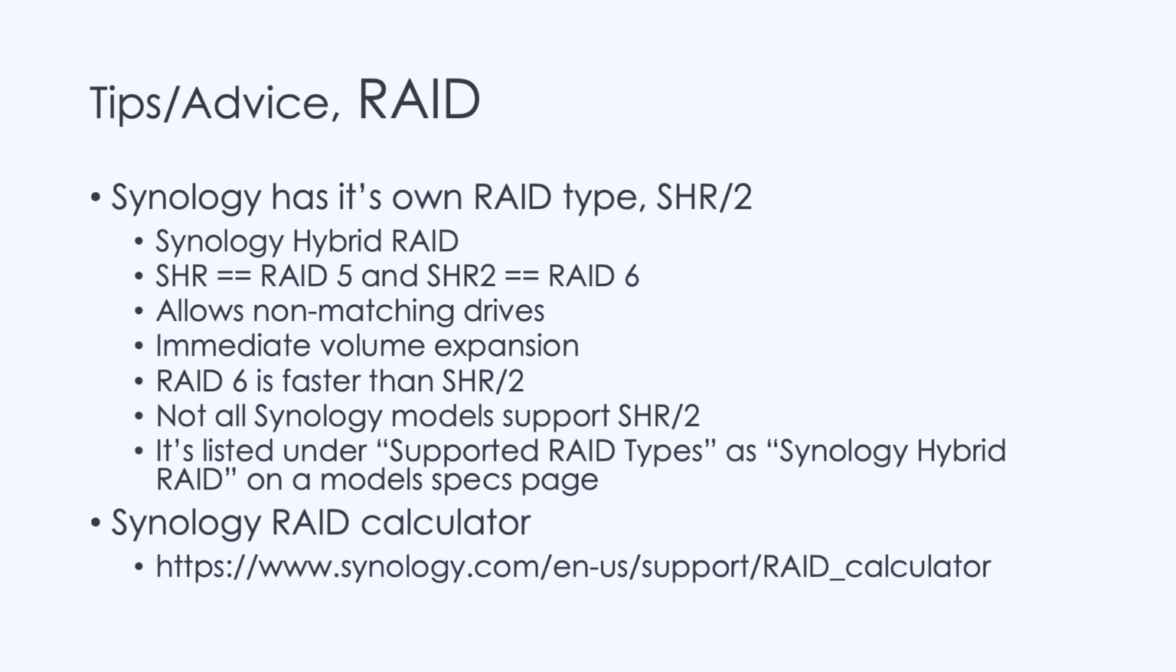Synology also has its own RAID type. It's called SHR, which stands for Synology Hybrid RAID. SHR is the equivalent of RAID 5, so don't use it. SHR2 is the equivalent of RAID 6. It allows for the mixing of drive sizes along with the immediate volume expansion. So in traditional RAID, if you have a 4 terabyte drive and a 1 terabyte drive, 1 terabyte's all you're going to use until they're all 4 terabyte drives. With SHR, you're going to utilize all that space, or a significantly more portion of it.